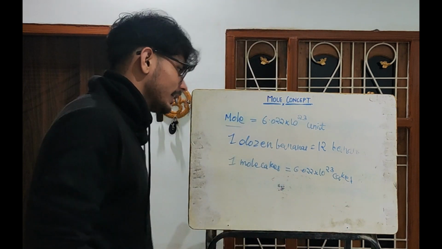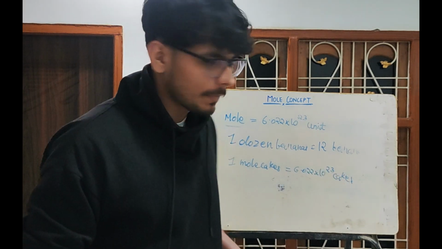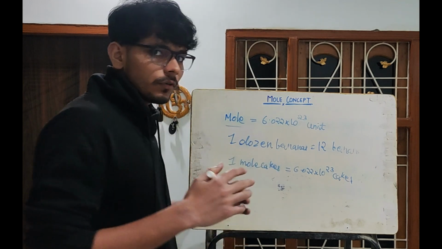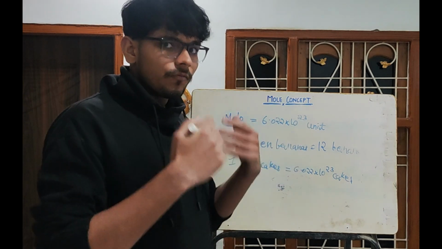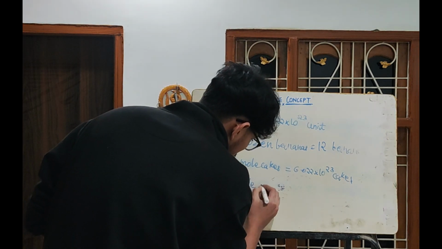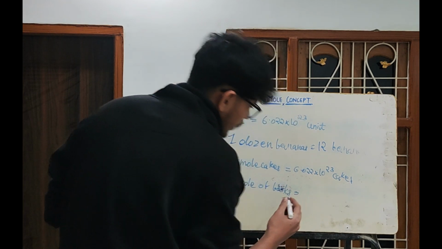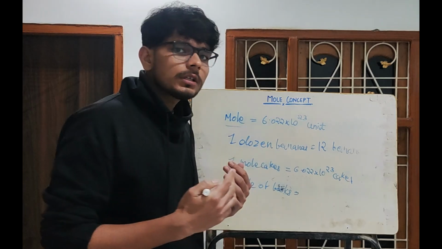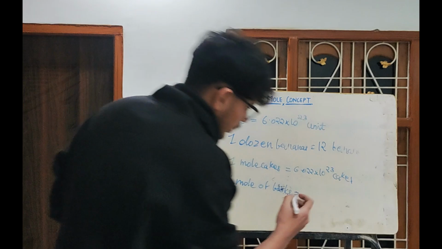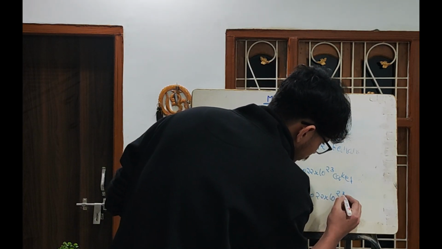As you can see, this is a very huge quantity of cakes, and with this amount I can make a lot of people happy. Now, if I give you one more example, I have 1 mole of books. This will tell you that right now I have 6.022 into 10 to the power 23 books.